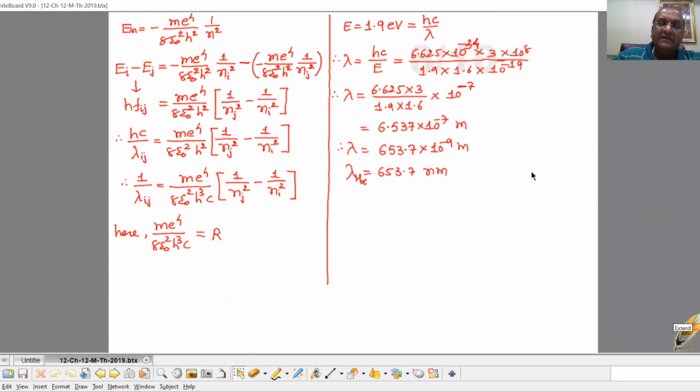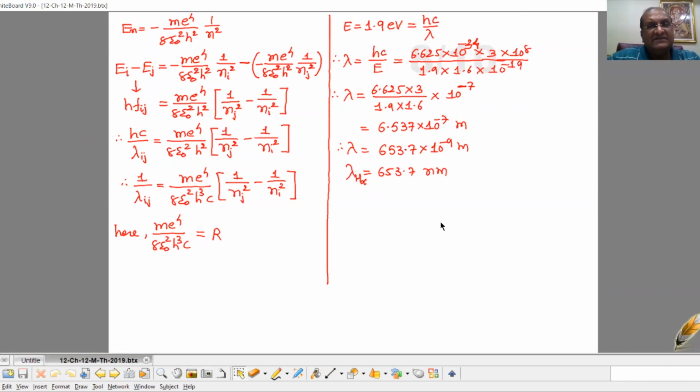Now let's check whether the frequencies or wavelengths obtained in the experimental observations in line spectra can be justified with the help of these theoretically obtained equations or not. Okay. Now see here.